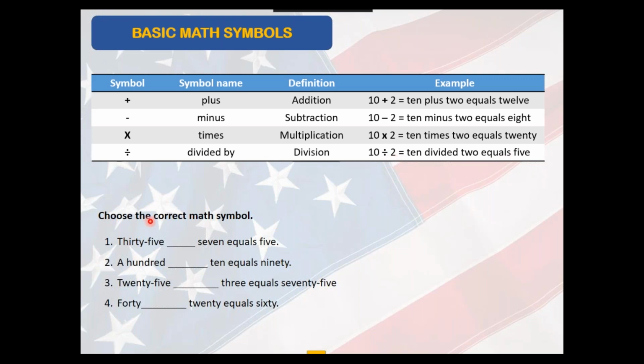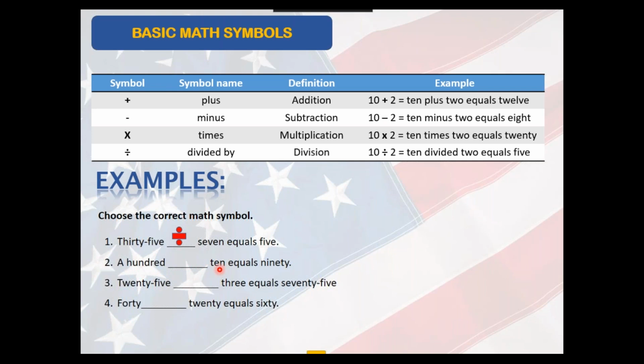Yes. So we have to choose what is the correct symbol for these operations, okay? Come on. 35, 7 equals 5. 35 and 7. What do you say? Yeah, you are very intelligent. Come on. 35 divided by 7 equals 5. Yes.